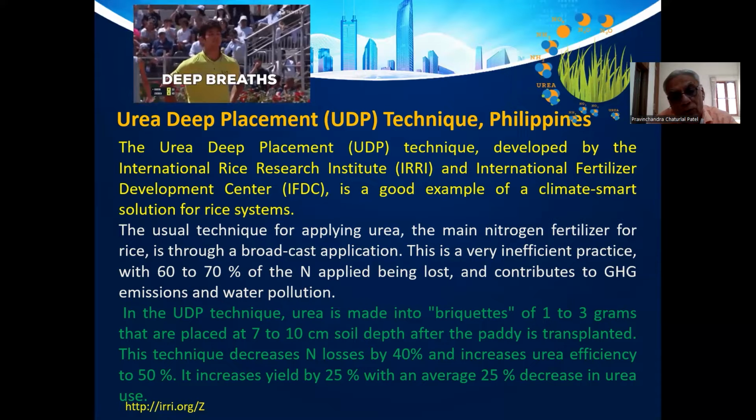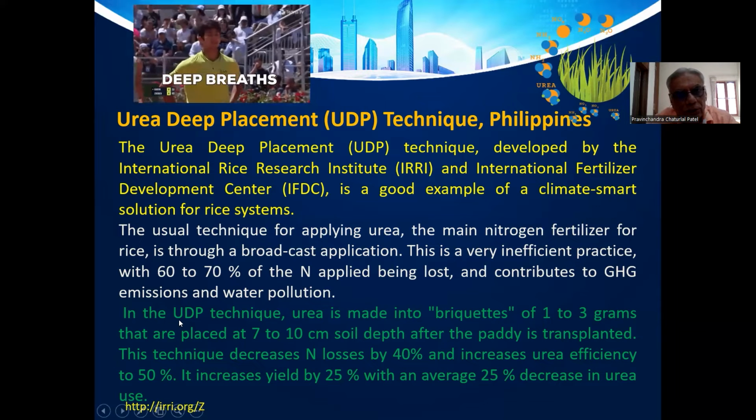Here I want to add that in India, the State Agriculture University has recommended, on the basis of research, that ammonium sulfate is better for the rice crop, but the majority, more than 70% of farmers, are using urea. And in urea, there is also a problem of leaching loss, and there will be contamination of water also.